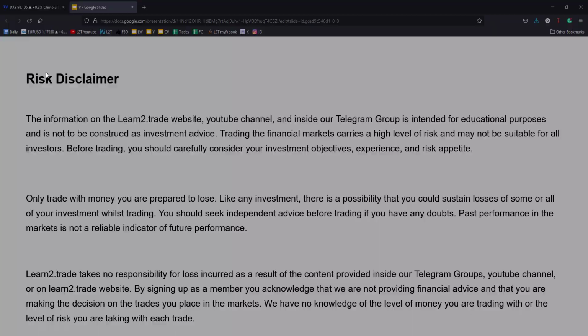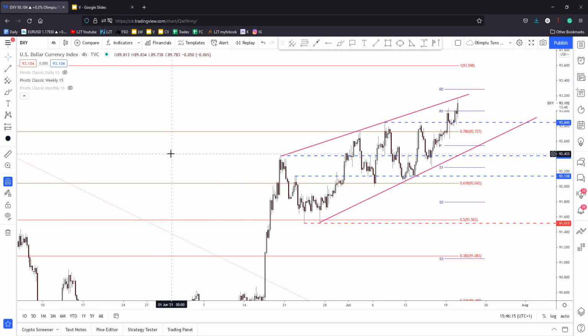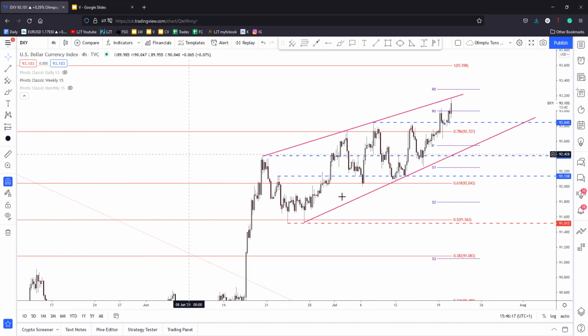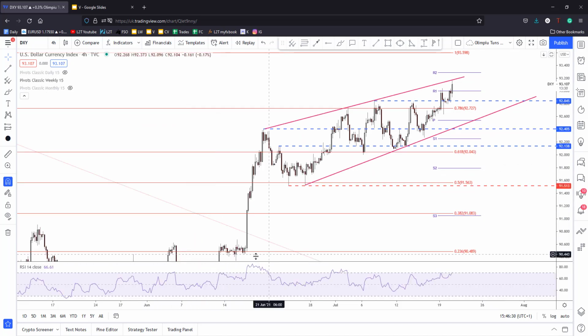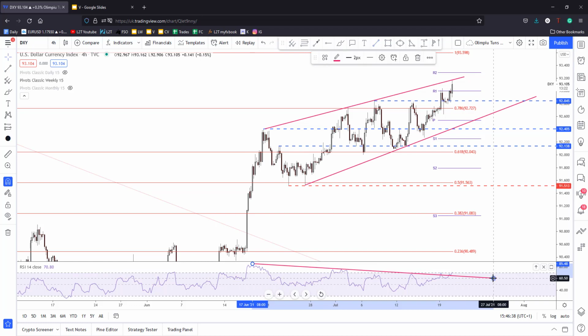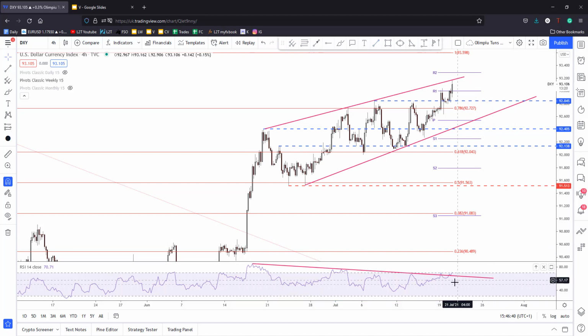We'll start today by talking about the DXY, and as you already know, the DXY has developed something like a rising wedge pattern. And also guys, let's take a look here. If we use the relative strength index, let's see if the bearish divergence is still valid. No, right now the RSI has jumped above this downtrend line, invalidating for now the potential bearish divergence.